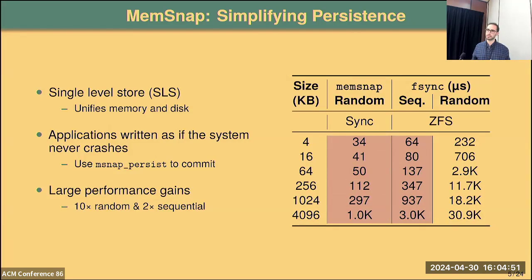system never crashes. When the application makes a modification to the in-memory dataset, it just calls MemSnap persist, which will transactionally commit those changes to the disk. MemSnap takes care of all the steps necessary for that. The end result is that we don't just simplify, but speed up existing applications. We are an order of magnitude faster in persisting random I/O compared to the file API. And in fact, persisting random I/O with MemSnap is faster than persisting sequential I/O using fsync. We will see how we achieve these numbers in this talk.